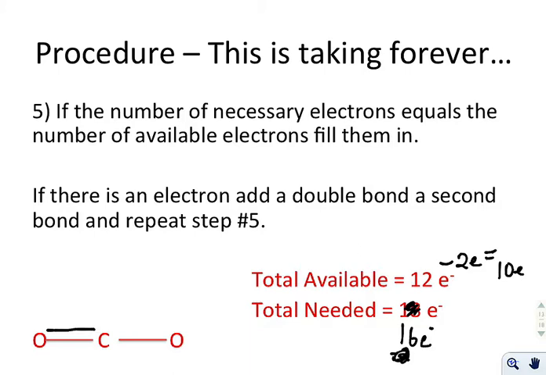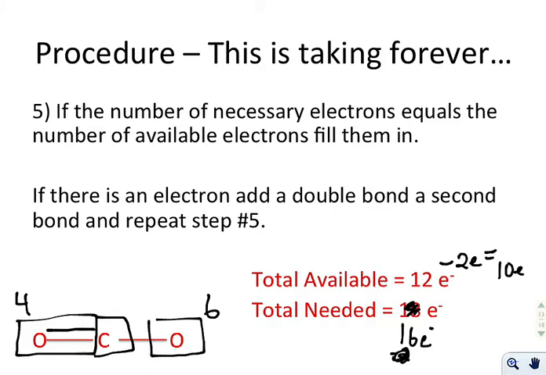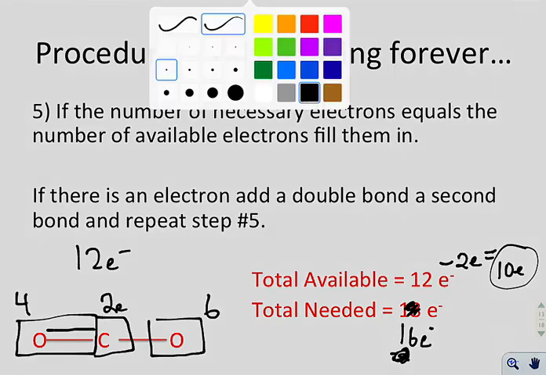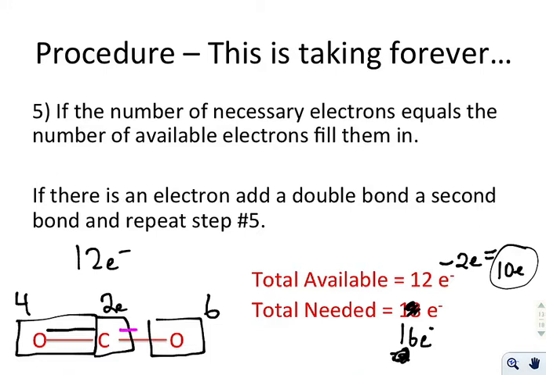I look at it again, and this oxygen still needs 4, this oxygen still needs 6, and this carbon still needs 2. So I now need 12 electrons, but I only have 10, so that doesn't work. What I need to do is add another double bond. I'll change colors just to represent the next one. So I add another double bond.